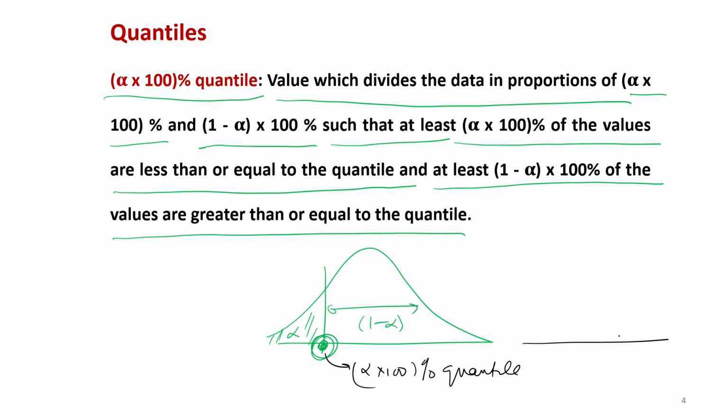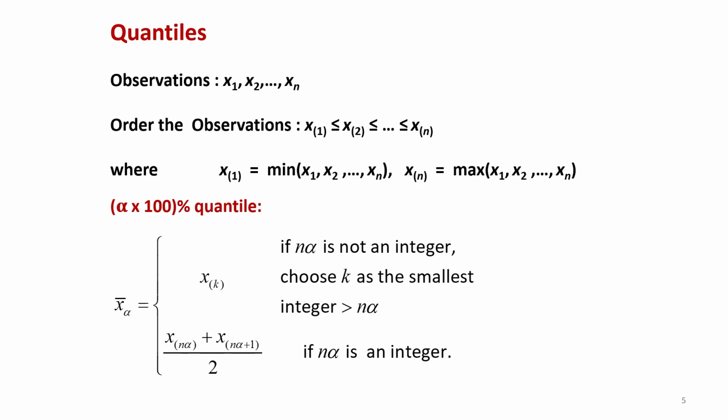If I say here, for example, this is my 30% quantile, that means 30% of the data is on the left-hand side of this value, and on the other side will be 70% of the frequency. This value is called the 30% quantile, right. So now the next question is how we can find it out.